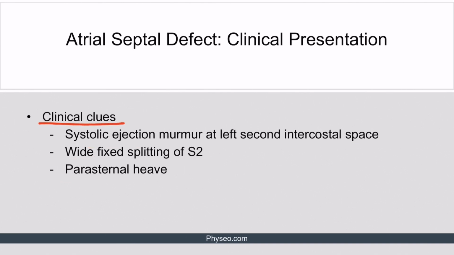Clinical clues of ASD include a systolic ejection murmur, best heard at the left second intercostal space. This is caused by increased blood flow through the pulmonic valve. Patients typically have wide, fixed splitting of the second heart sound because the increased blood flow through the pulmonic valve delays its closure as well. Parasternal heave can also be found. It is a palpable precordial impulse that occurs due to right ventricular hypertrophy.